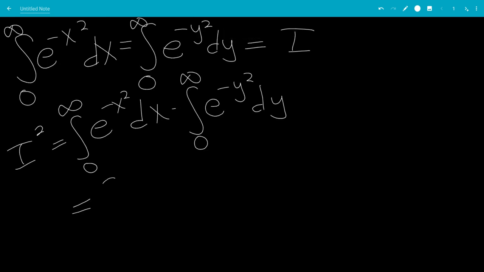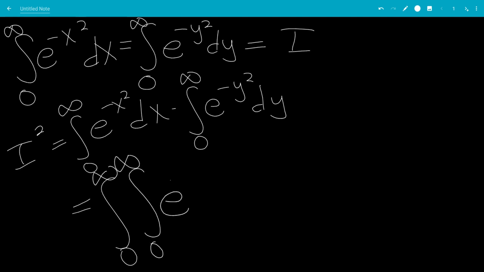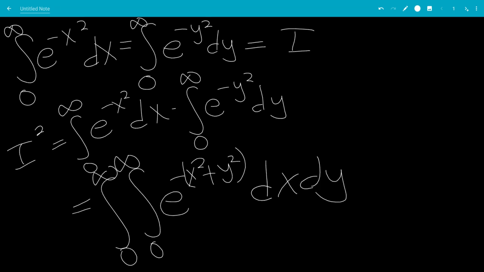So now we're going to combine them. So we're going to do the integral from 0 to infinity, the x part, integral from 0 to infinity, the y part, of e to the minus x squared times e to the minus y squared. But we can combine them to be e to the minus x squared minus y squared. But we can factor out the negative, so we get dx dy, like so.